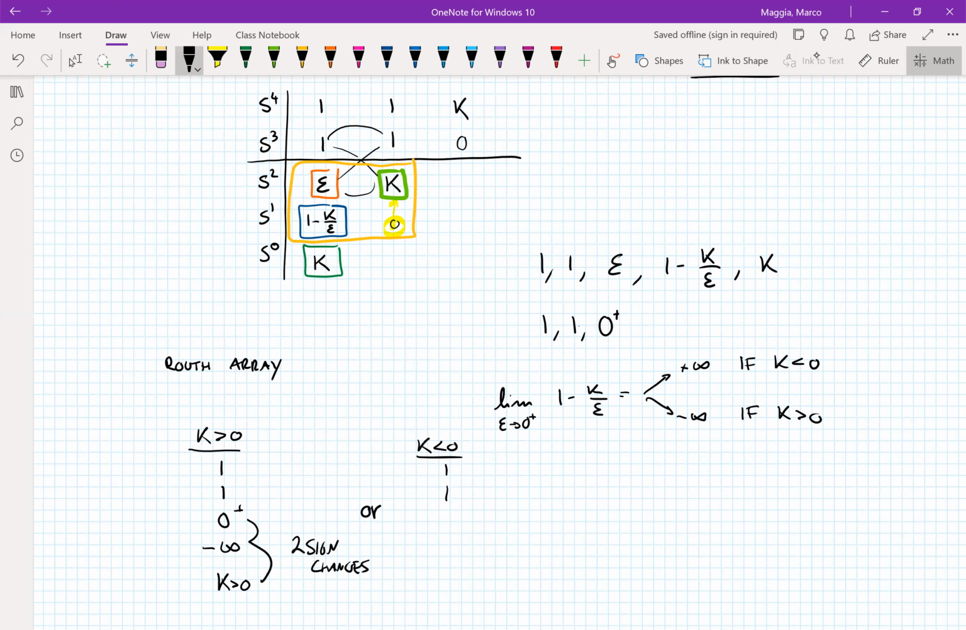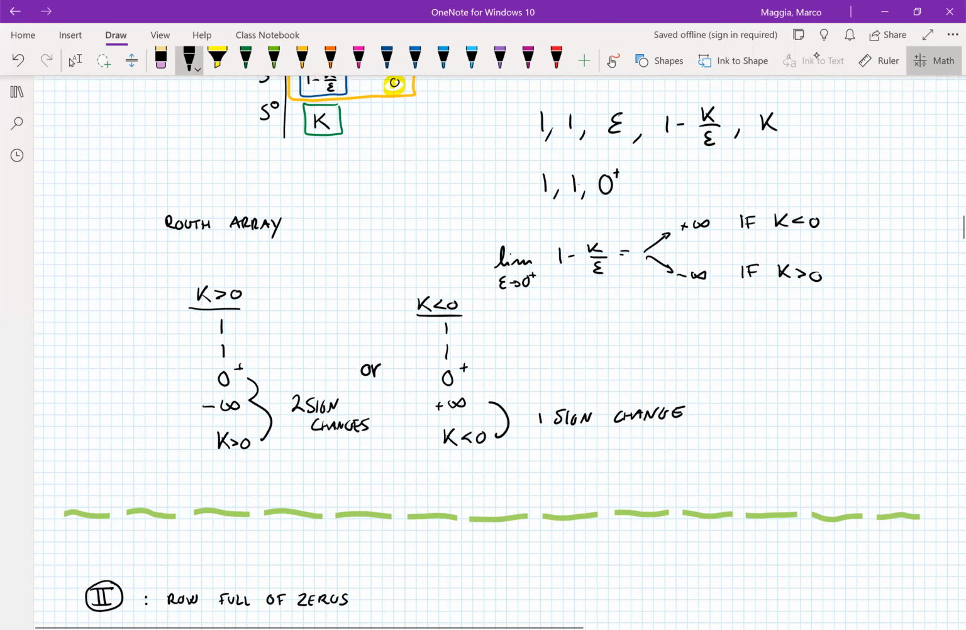We still have 1, 1, 0 plus, and now we have plus infinity, so no sign changes so far. But now we have k that is negative, so we have 1 sign change. So although we only have one pole on the right-hand side of the complex plane, and since we only have one, this must be real, the system is still unstable. So we can draw the conclusion that the system is unstable no matter the value of k, or for all k's, minus 0, because we've excluded that.